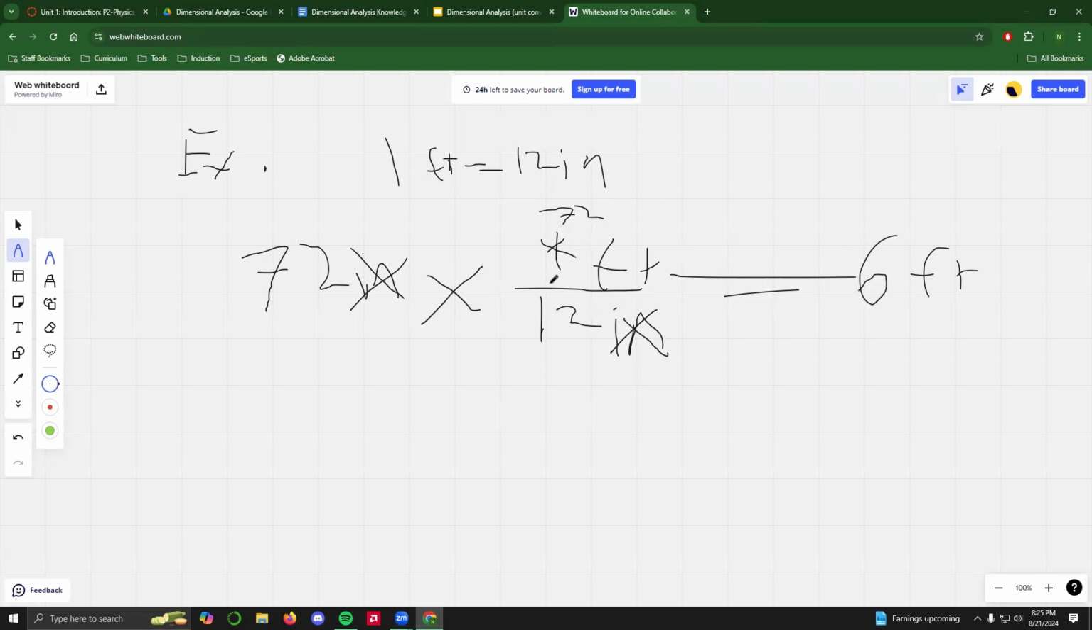So our conversion factor here, let me actually go back a bit so it's not all crossed out. Our conversion factor here is actually equal to 1 because 1 foot is equal to 12 inches. Whenever you divide something by itself, this will be equal to 1.